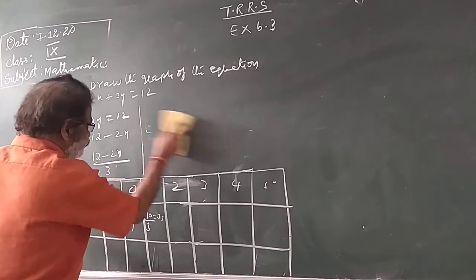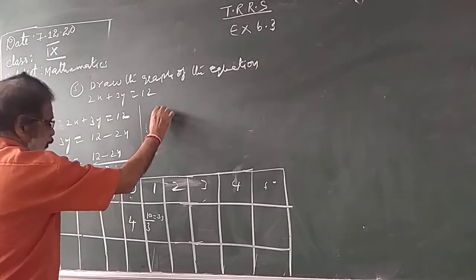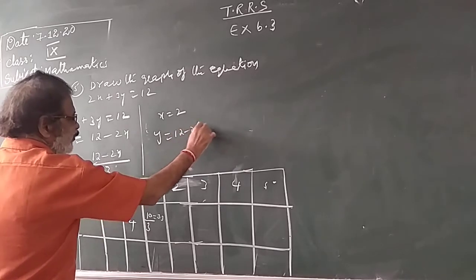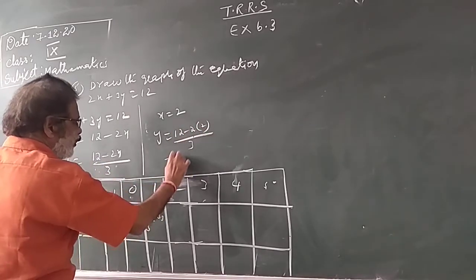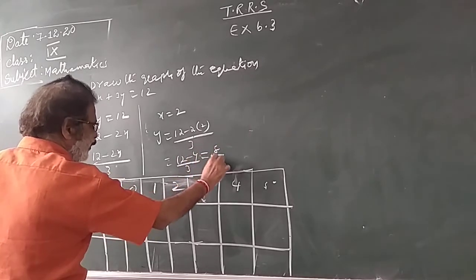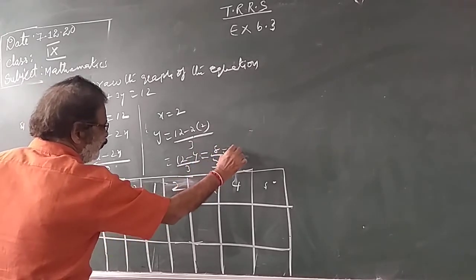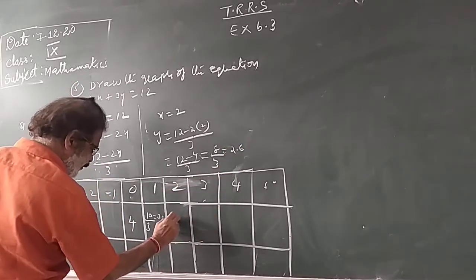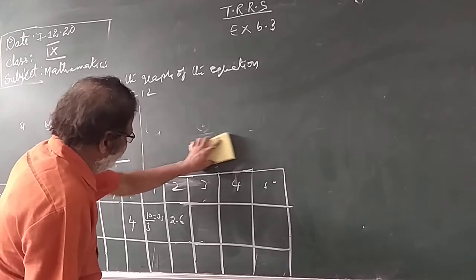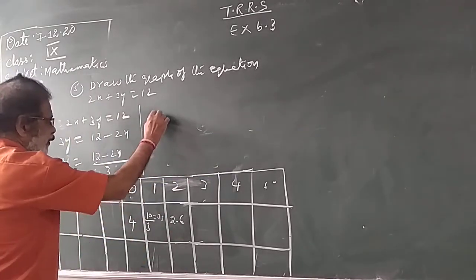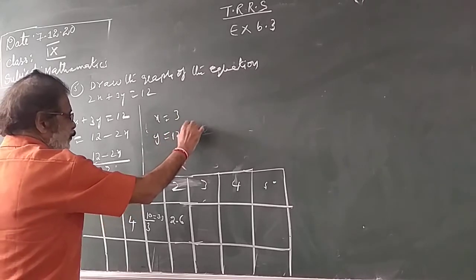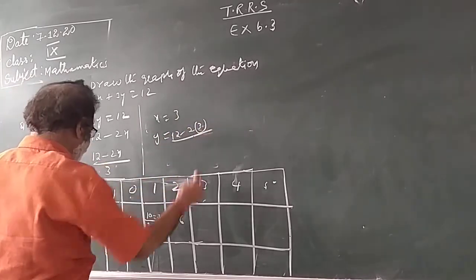X is equal to 2. Y is equal to 12 minus 2 into 2 by 3. 12 minus 4, 8. 8 by 3 means 2.6. So, x is equal to 3. Y is equal to 12 minus 2 into 3 by 3.